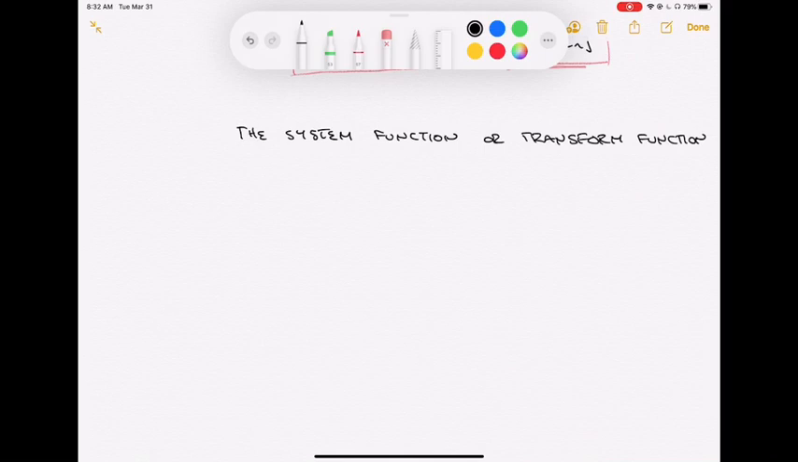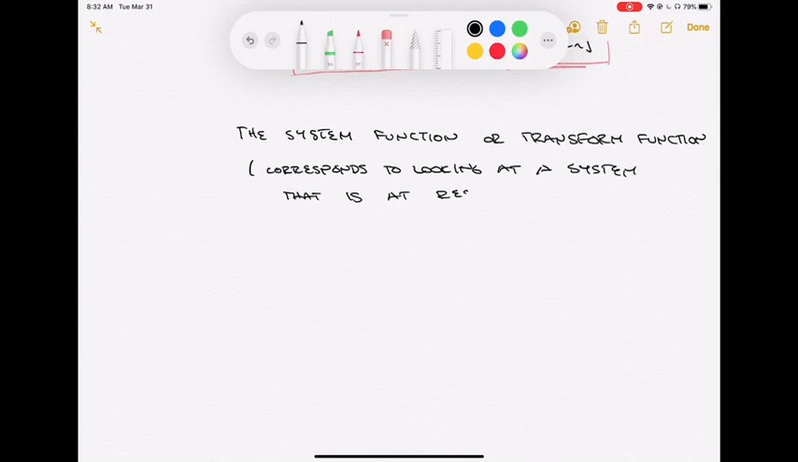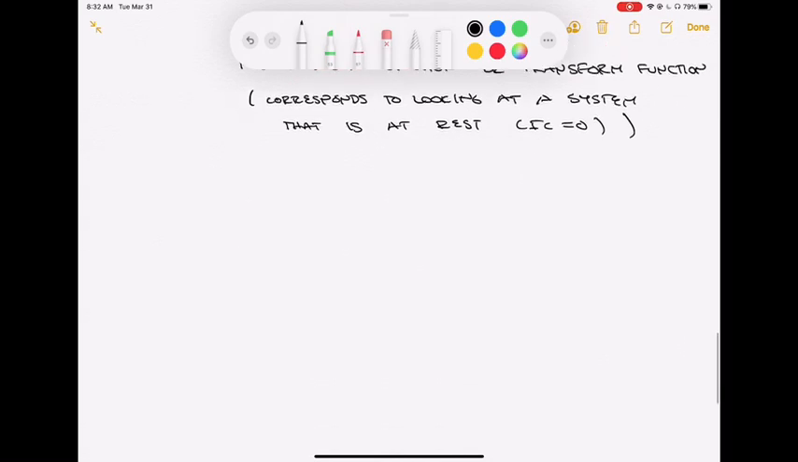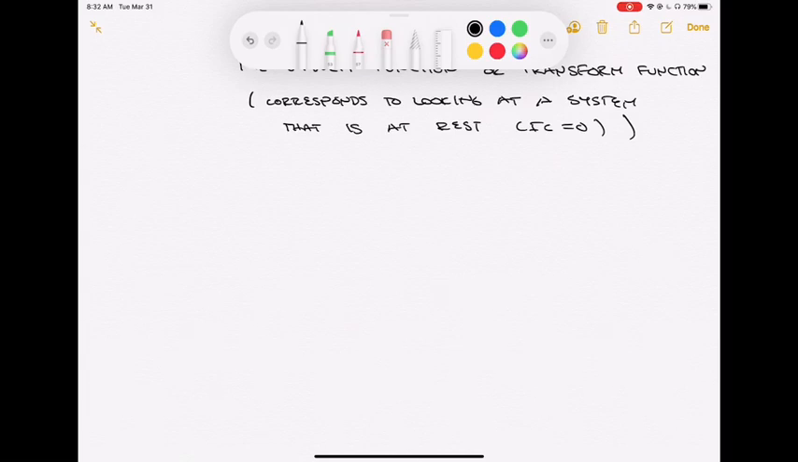The system function or transfer function really comes out of this idea of having a zero state look at a system. So this really corresponds to looking at a system that is at rest, right? And by at rest, we mean that the initial conditions are equal to zero. There is no energy stored in this system. We know that we can represent this system in a delay or advanced form. I'm going to go ahead and show it in delay form.